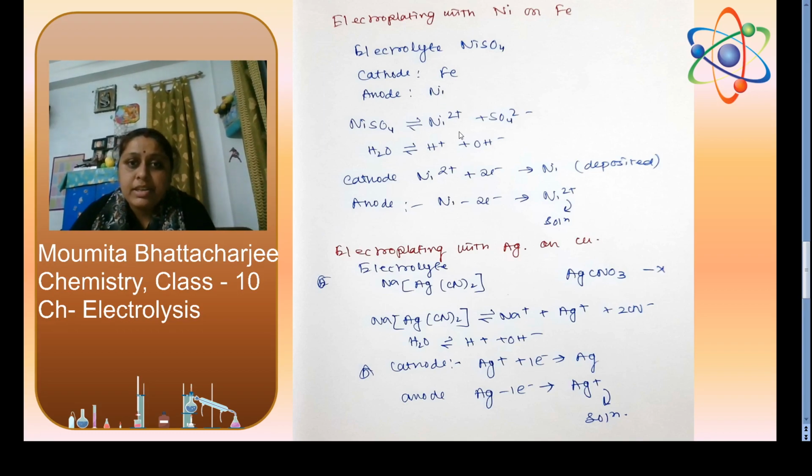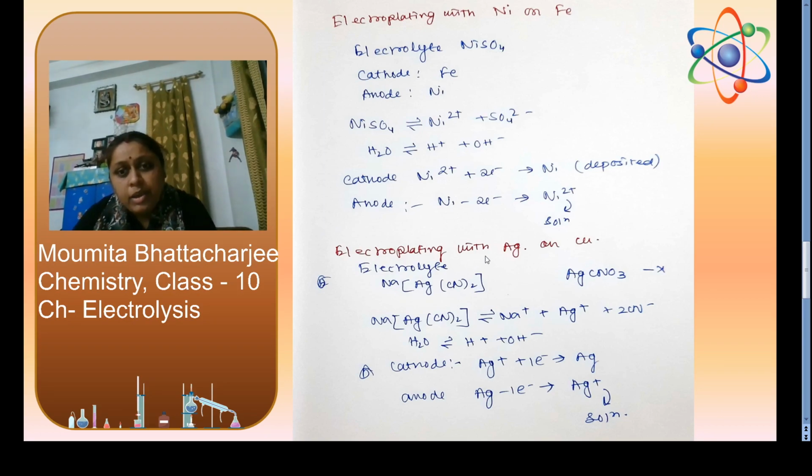Nickel sulfate will dissociate to form Ni2+ and SO4 2-, and water, as it is an aqueous solution, will dissociate to form H+ and OH-. At the cathode, Ni2+ is placed below H+ in the reactivity series, so Ni2+ by gaining 2 electrons will form nickel, which is deposited. At the anode, nickel will lose 2 electrons to form Ni2+, which will go to the solution. So what will happen? We have taken this iron at the cathode and nickel is coming and coating the iron.